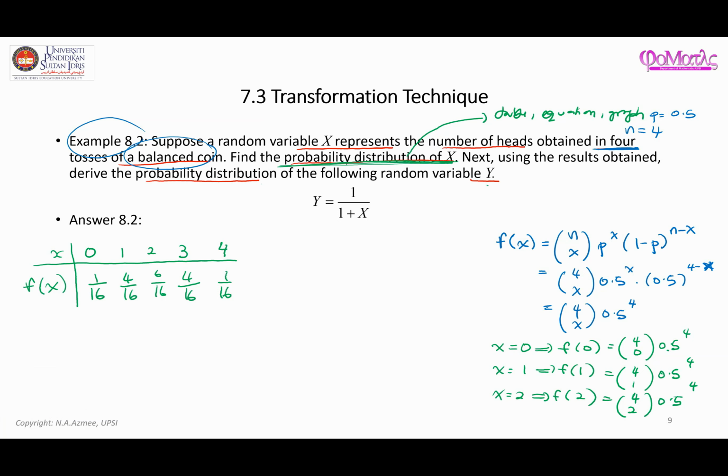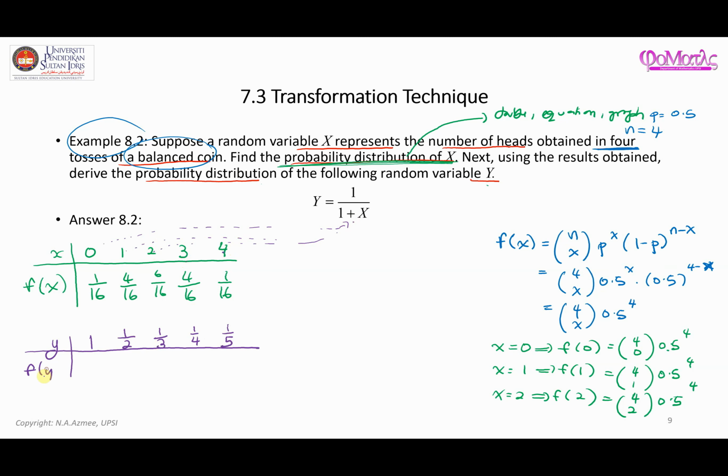Okay, now the probability distribution for y, we can begin by identifying what are the values of y. When x is 0, you substitute into this, y is going to be equal to 1. When x is 1, y is going to be 1 over 2. When x is 2, y is going to be 1 over 3, and well, you get the idea. So for this one, when x is 3, y is 1 over 4. When x is 4, y is 1 over 5.